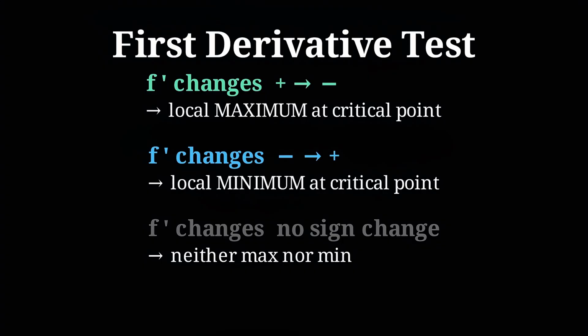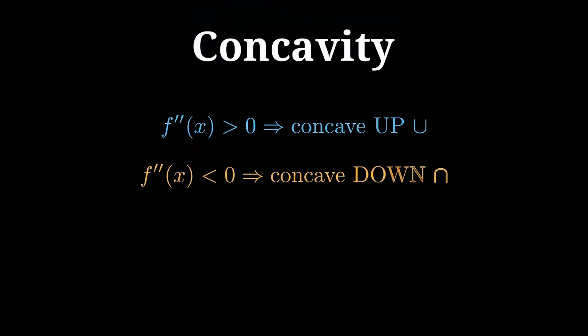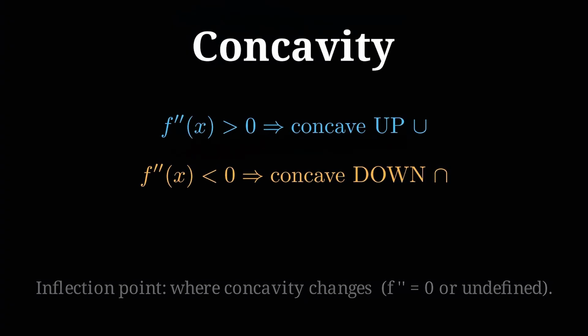The second derivative tells us about concavity. If f double prime is positive, the graph is concave up. The slope is increasing. If f double prime is negative, the graph is concave down. The slope is decreasing. An inflection point is where the concavity changes, where f double prime changes sign. To find inflection points, set f double prime equal to 0 and check if the sign actually changes on either side.